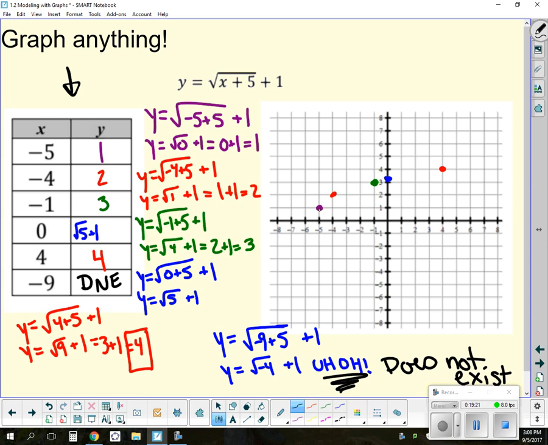Okay? If you were to finish this graph completely, what would happen is it would actually start right here. There would be no points to the left of it. And it just does one of these. Okay, it keeps going up there. But you would not have any points further back to the left of -5. And again, that's because you cannot have a square root of a negative number. Okay?